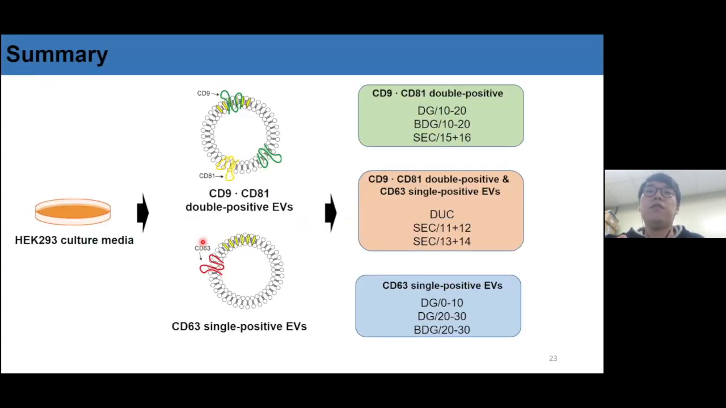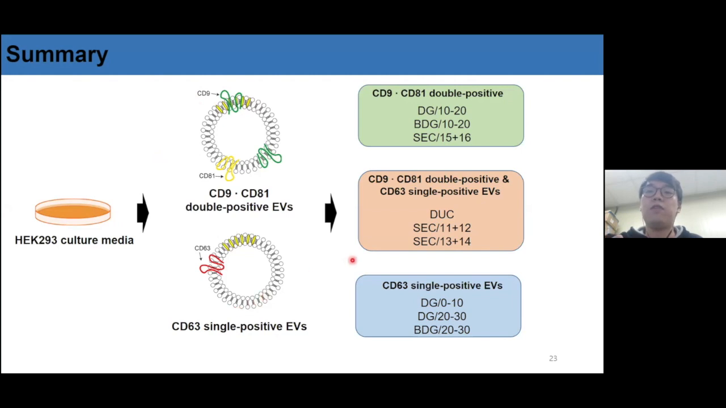And so this is the last slide of the presentation. In summary, TURF-based single-vesicle analysis successfully revealed subpopulations in HEK293 cell EVs. According to our result, the sample prepared using differential ultracentrifugation had 2 different major EV subpopulations. One is CD9 and 81 double positive EVs, and the other is CD63 single positive EVs.